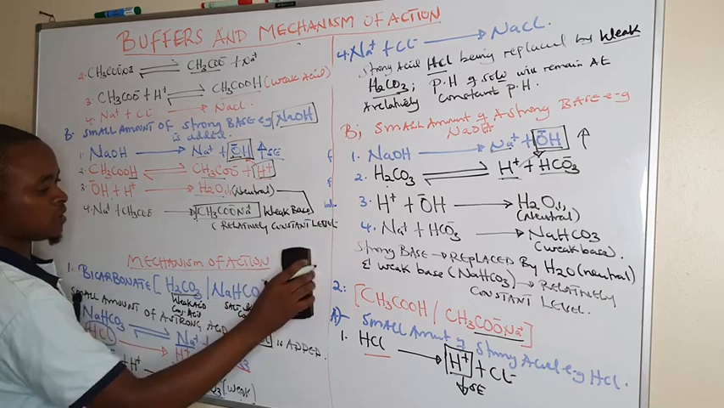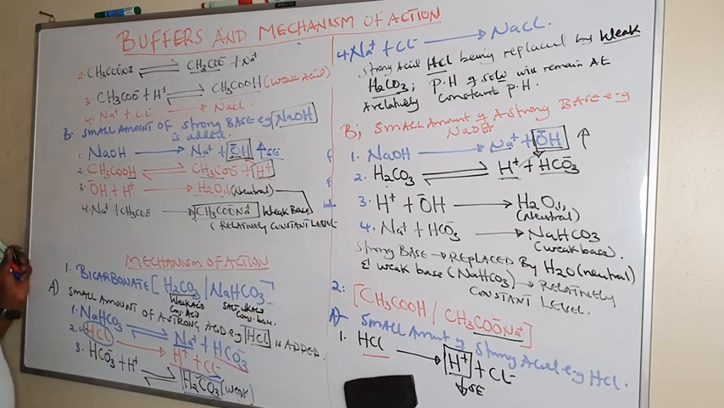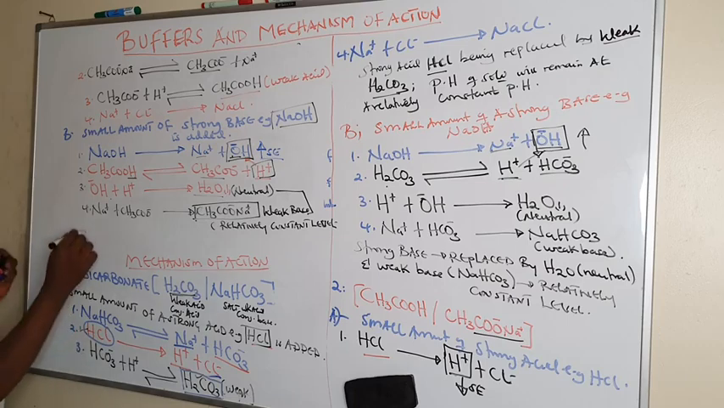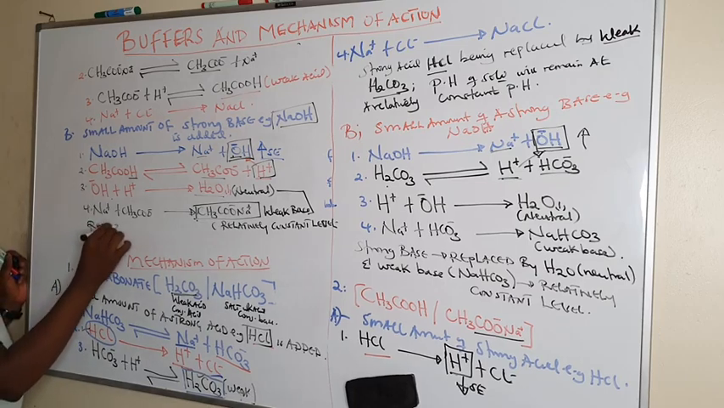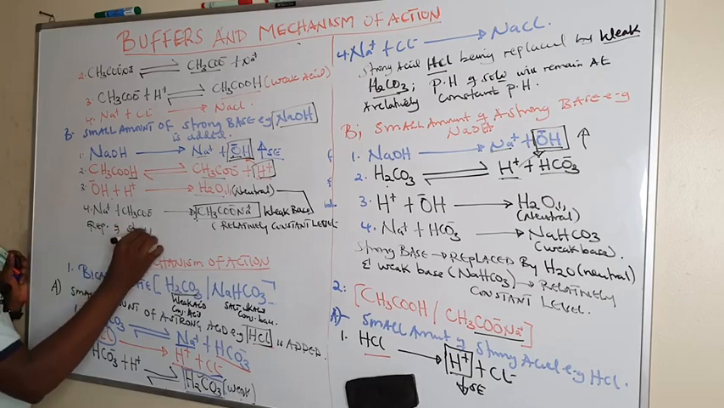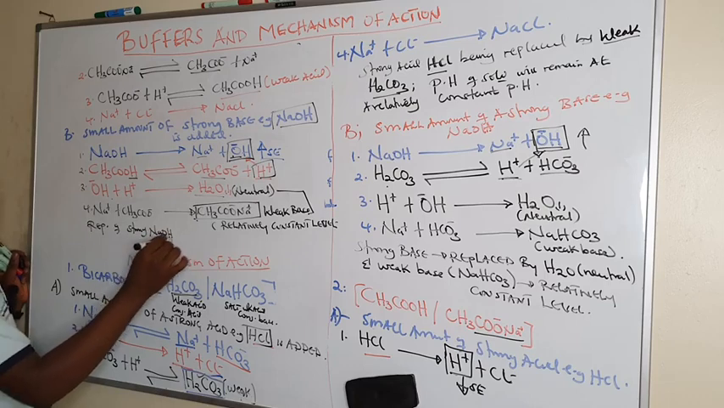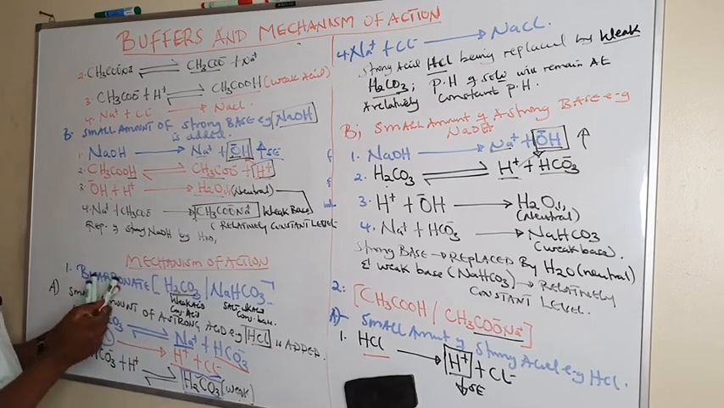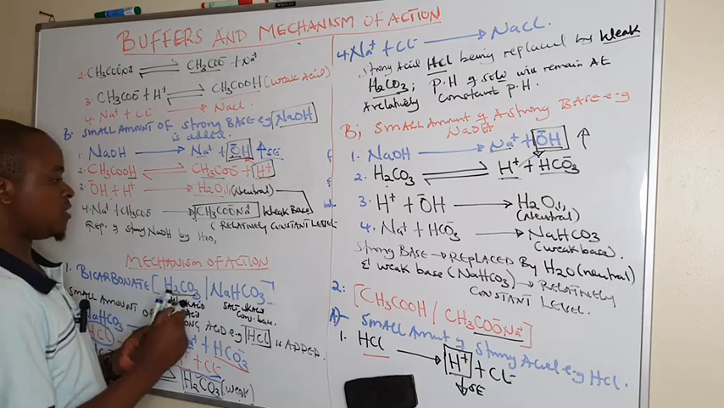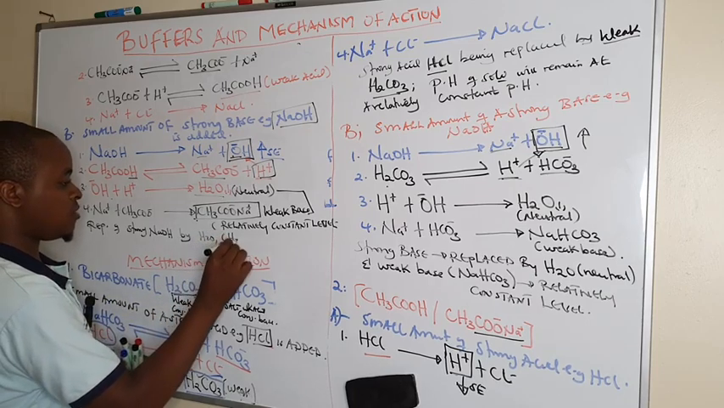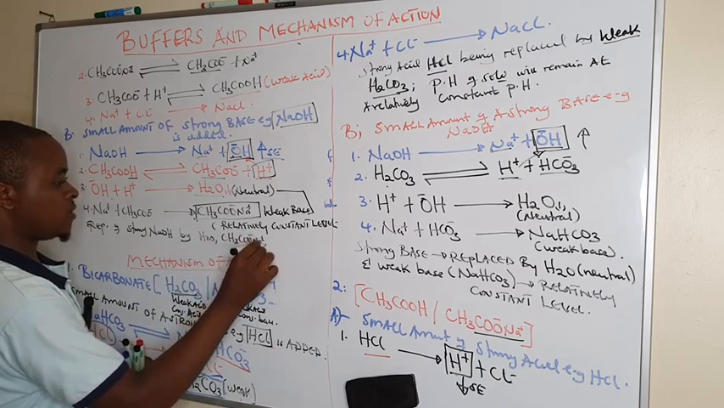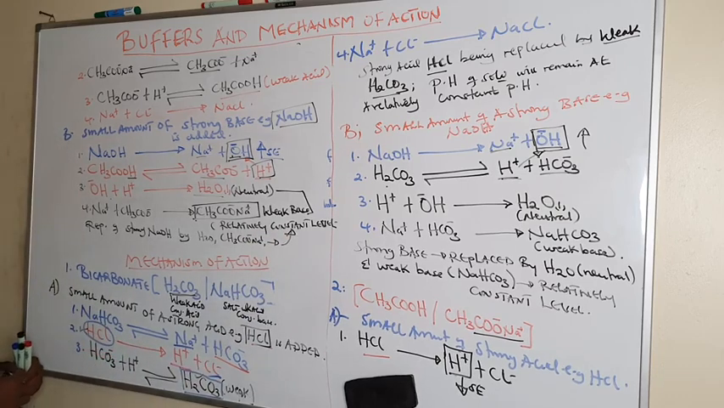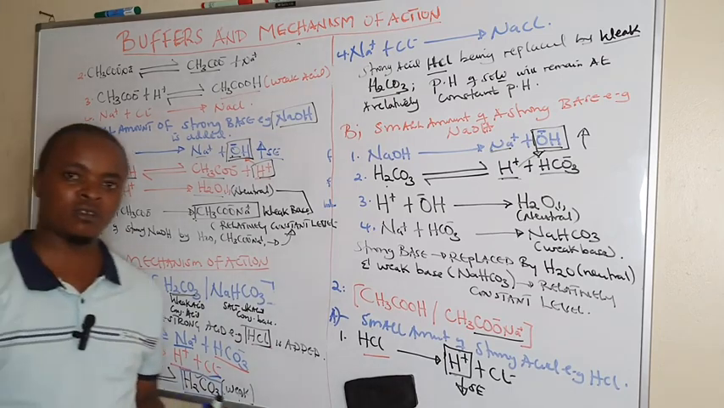Hence resisting a drastic change in pH. So you conclude by saying that replacement of strong base, strong sodium hydroxide, by water and sodium ethanoate, which is a weak base, will keep the pH at a constant level, and this is its mechanism of action.